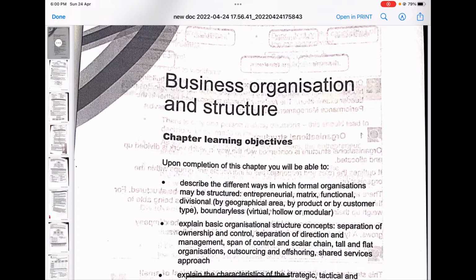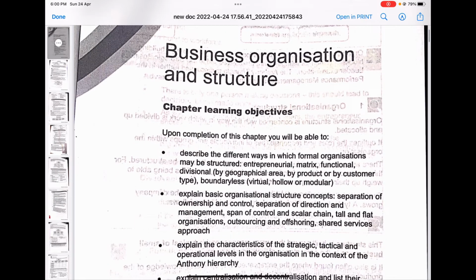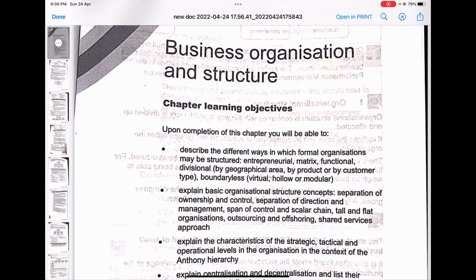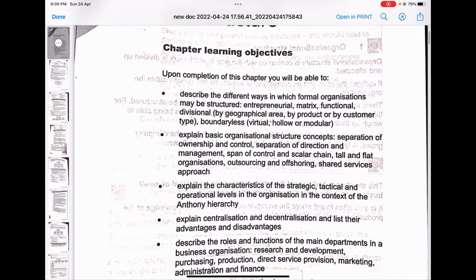Also, you might notice that I am not following the sequence of the Kaplan textbook, and that is only because it will be easier for you to understand. I am using Kaplan for reference. So these are the chapter learning objectives. We will be covering these in the chapter below.